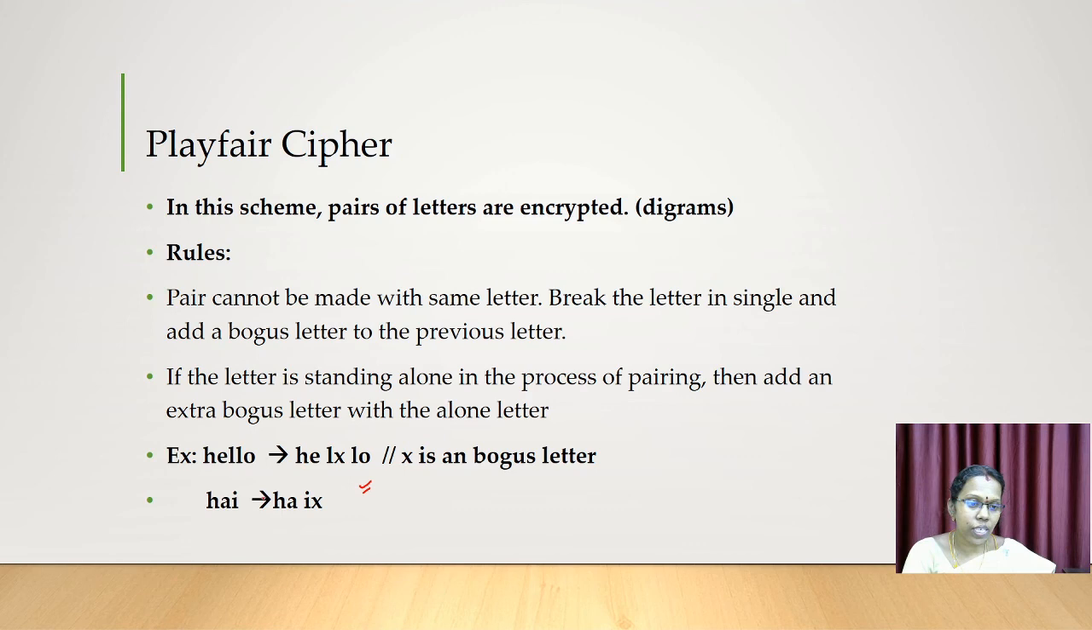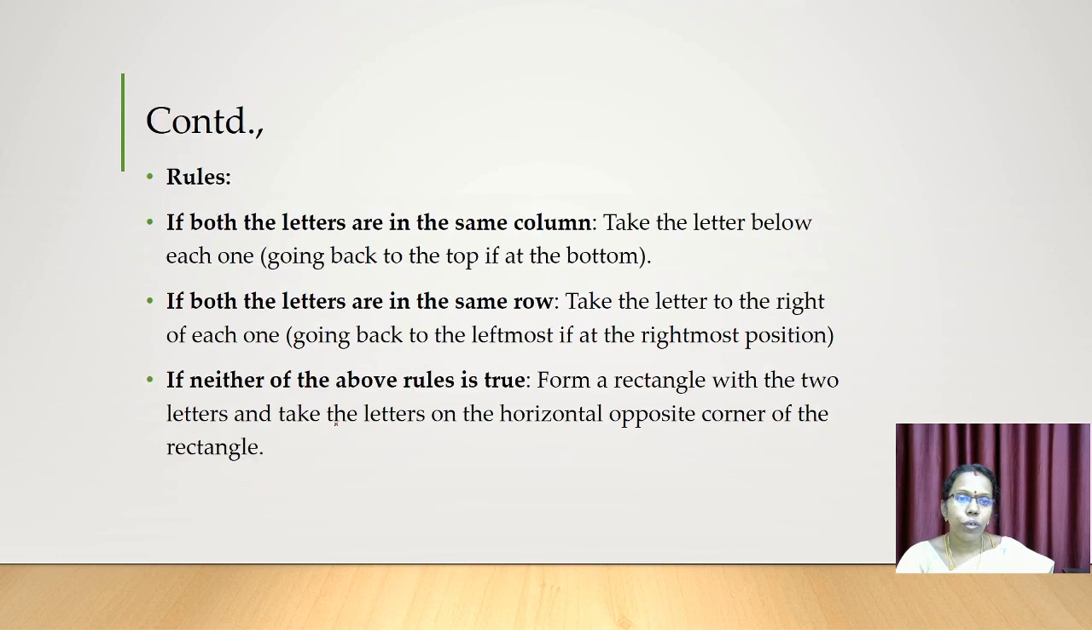In the case of HAI, the number of letters is odd, so we add another bogus letter. The rules of the Playfair cipher are: if both letters are in the same column, take the letter below each one; if both letters are in the same row, take the letter to the right of each one; and if neither of these rules is true, we form a rectangle with the two letters and take the letters at the horizontal opposite corners of the rectangle.